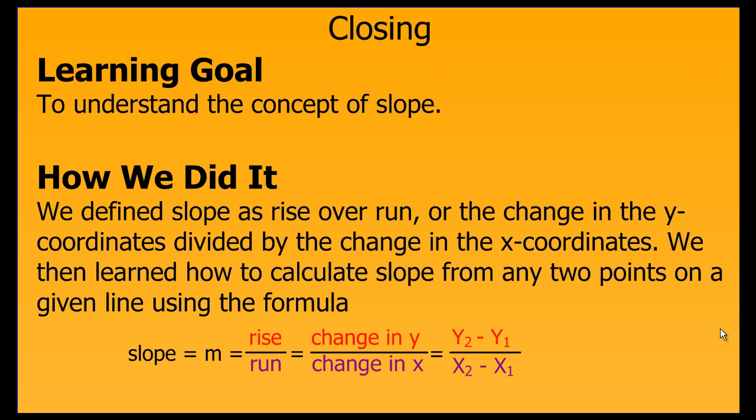In closing, let's review our learning goal. We wanted to understand the concept of slope. We did that by defining slope and coming up with a formula to calculate it given any 2 points on the line. Those 2 points can be points we find ourselves on the line when given a graph, or they can be points that are given to us.